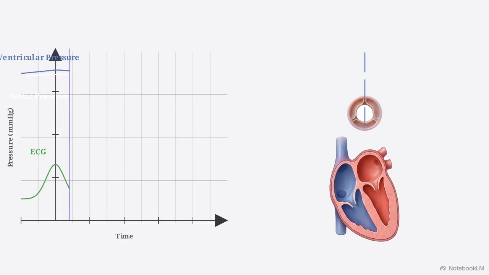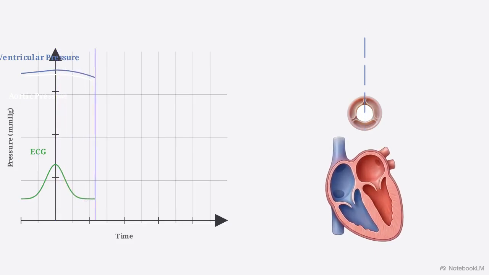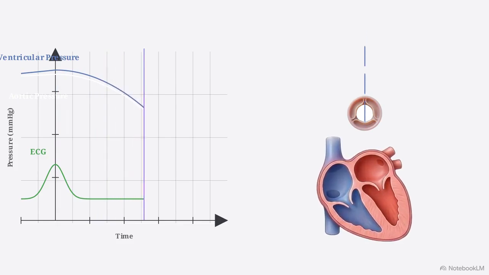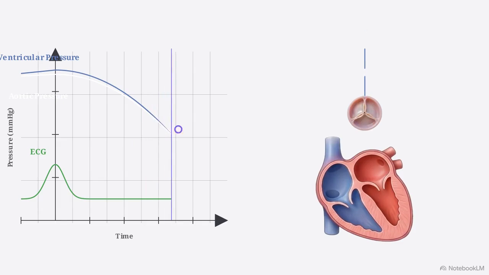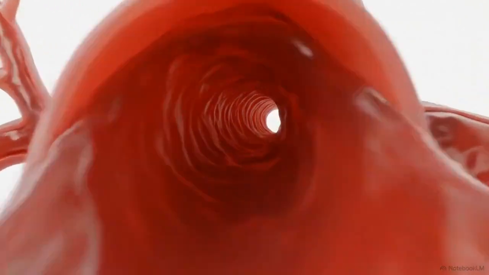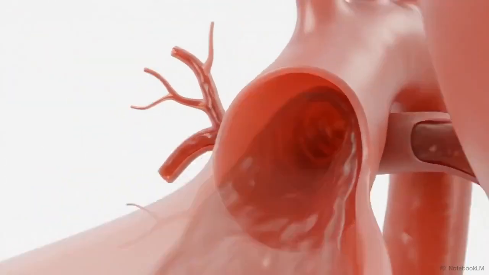Systole ends at the T wave on the ECG. The ventricular muscle relaxes and its internal pressure drops rapidly. As ventricular pressure falls below aortic pressure, blood attempts to flow backward. It catches the aortic valve leaflets, snapping them shut and creating the dicrotic notch blip on the trace. The total stroke volume of oxygen-rich blood has now been successfully ejected deeply into the vascular tree.